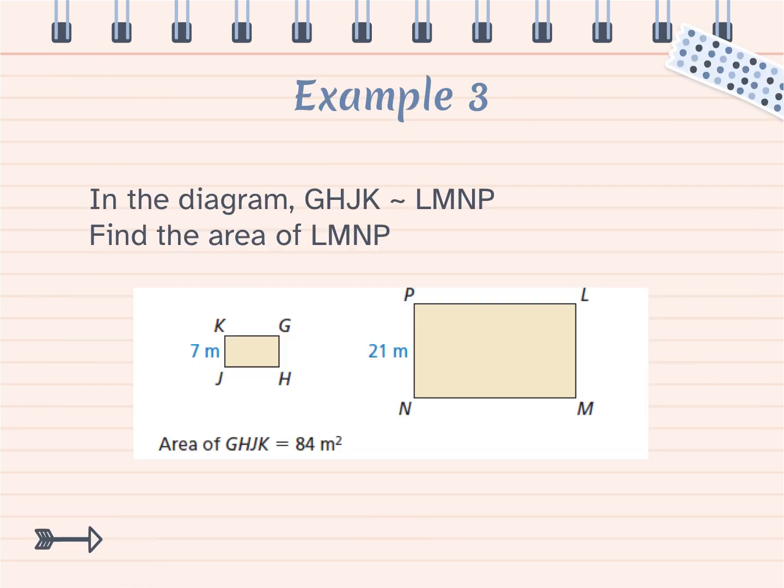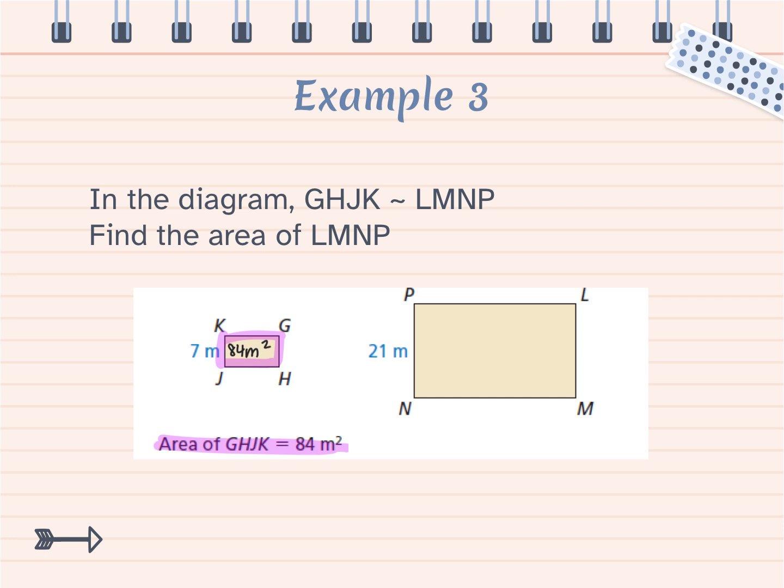All right, looking at this example in the diagram, GHJK is similar to LMNP. So they're telling me that the polygons are similar. Now they want me to find the area of LMNP. So they're giving me the side lengths of one pair of corresponding sides. But they are giving me the area of this small rectangle. So the area for this right here is 84 meters squared.